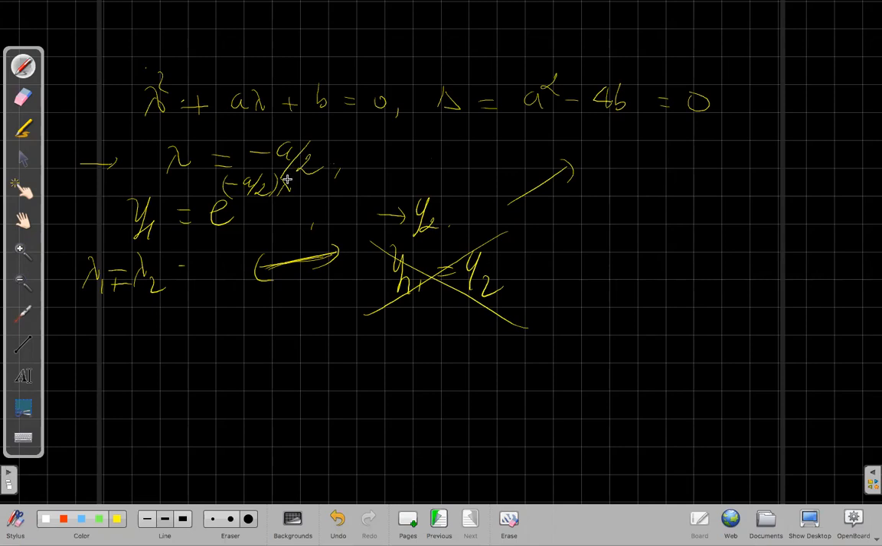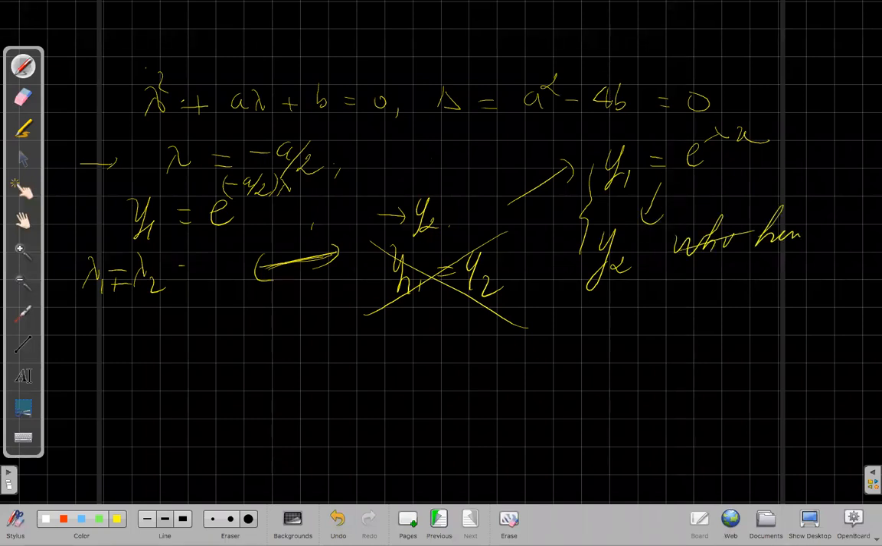So in this case, we have only y1 equal to e to the lambda x, and we have to find y2. How? By using reduction of order. We already discussed that in section number 1. So step by step, you can find the second solution, y2.